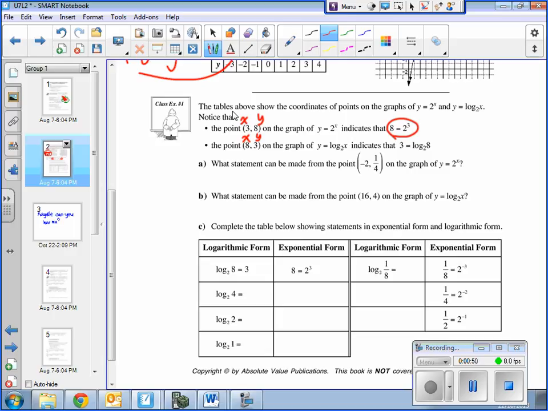The second bullet is the inverse of it? Yeah, so this right here is the inverse, because you know that exponential and logarithmic functions are inverses and they have the same base. So we're just flipping the x and the y, so we're flipping our coordinate, and then we're just putting those values into our logarithm or exponential equation, okay?